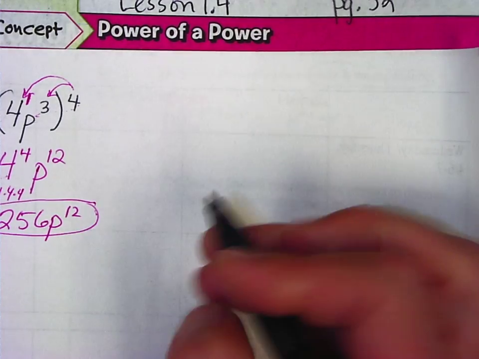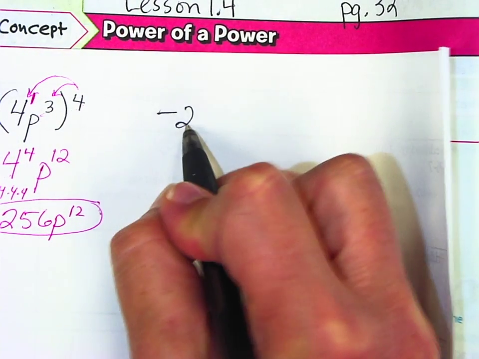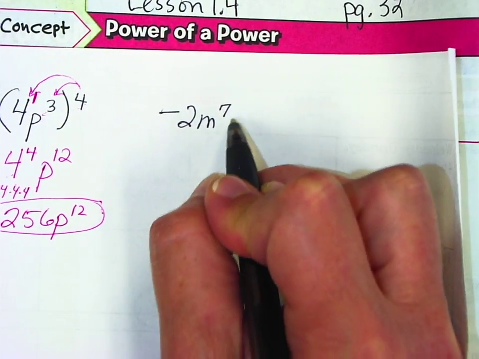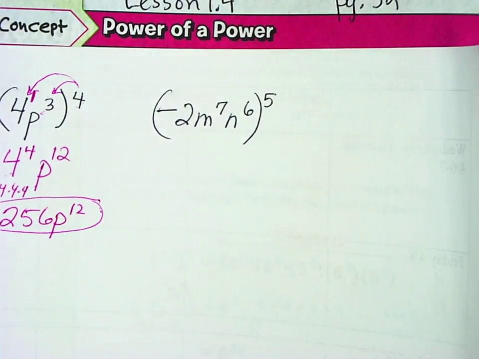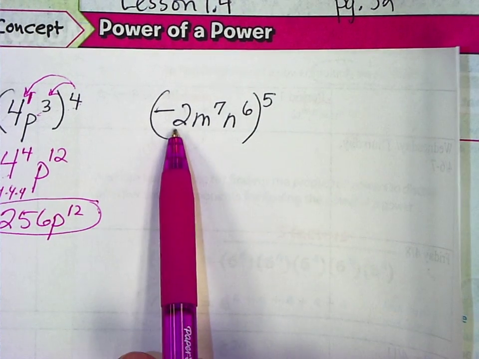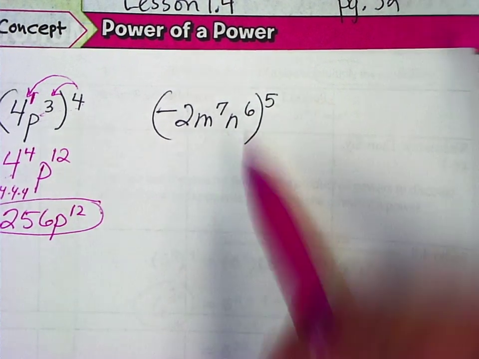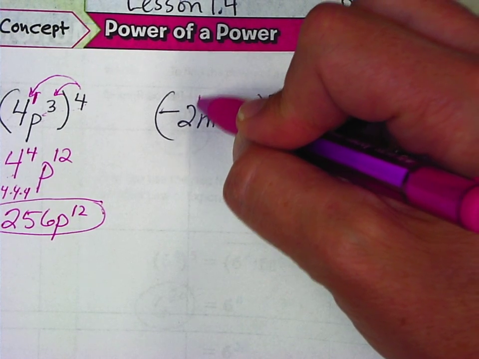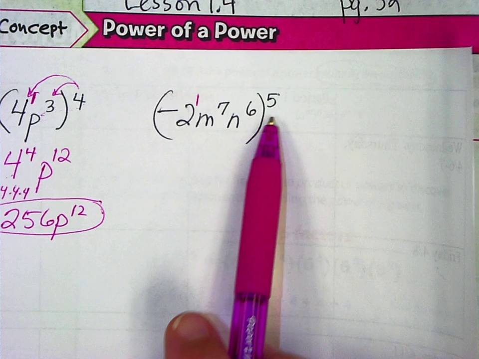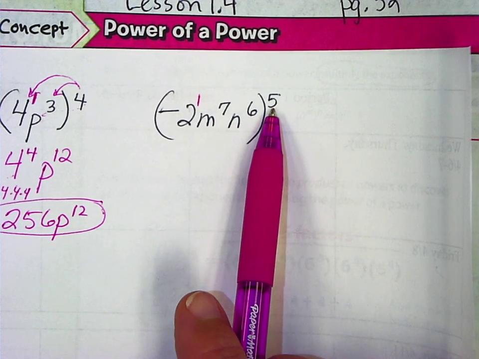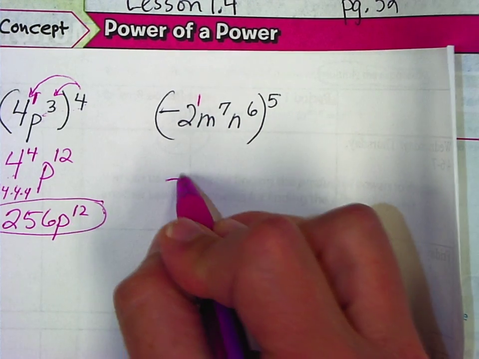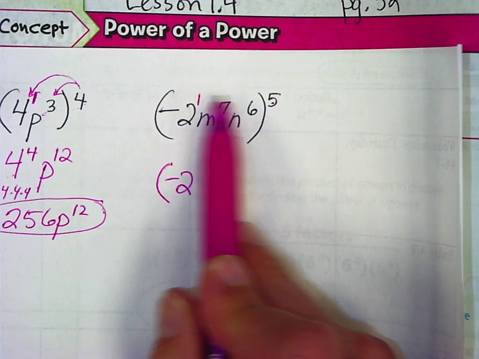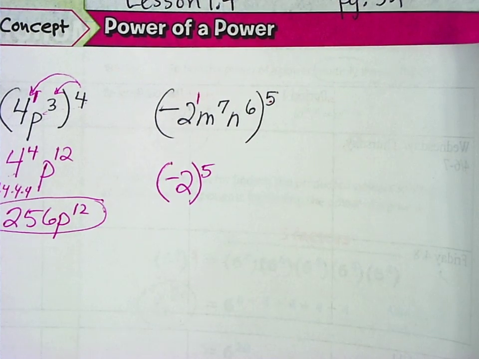Okay, let's take a look at one more. How about negative 2 m to the 7th, n to the 6th, and then all of that to the 5th power. Okay, so we have 3 different bases in here. We need to remember that this is negative 2 to the 1st power. And now we're going to take this power of all of these, we're going to multiply the power of 5 by all of these powers. So I'm going to bring the negative 2 down. And 5 times 1 is 5. So that's going to be negative 2 to the 5th power.